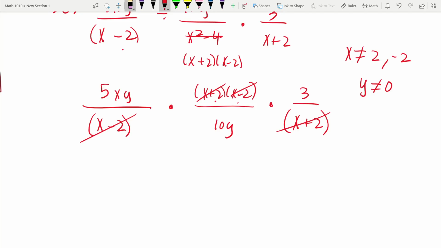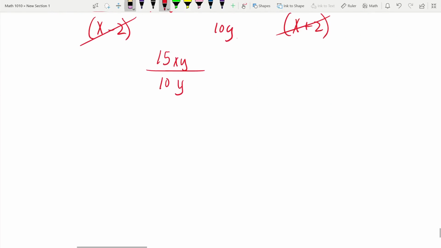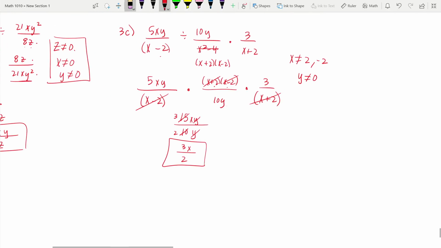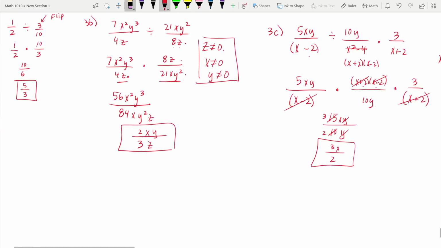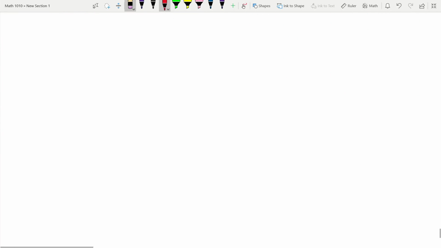What I prefer to do here is to kind of clean it up. So just get it together and then see if I can reduce more. 5 times 3 is 15. You have an x, you have a y. On the bottom, you have a 10y. So on the top, 5 goes into 15 3 times. 5 goes into 10 2 times. So on the top you have a 3. On the bottom you have a 2. This y is free to cancel with that one. You still have an x on the top, and I'm done. That's it. Okay? That was 3C. 2 more. 3D. Give me 1 second to write this all down.